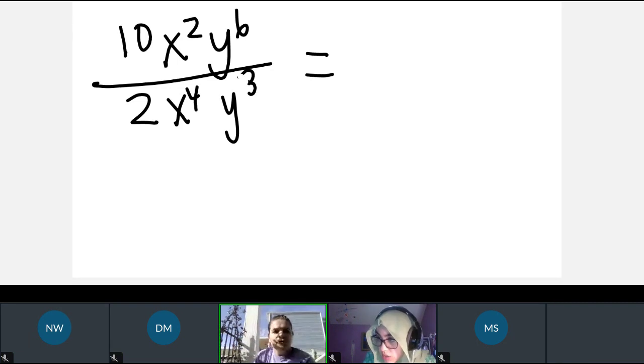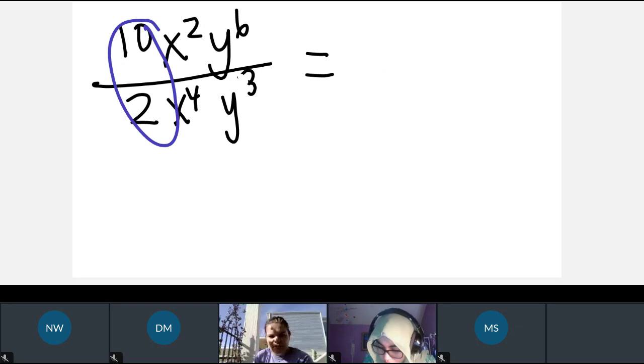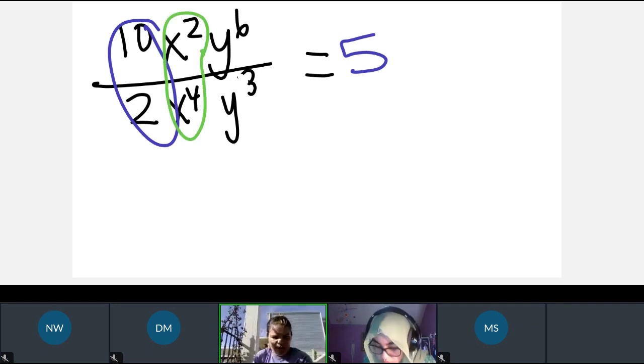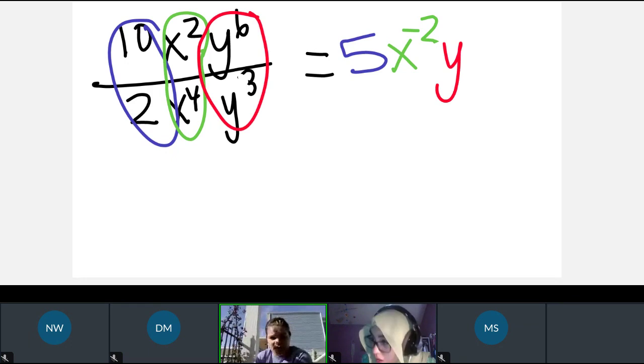First things first, let's do our numbers. What is 10 divided by 2? That would give us 5. x squared divided by x to the 4th: 2 minus 4 is going to be x to the negative 2. It has to be top minus the bottom. And then I'll show you what we're going to do next to get rid of that negative. And then for the y, 6 minus 3 is 3.